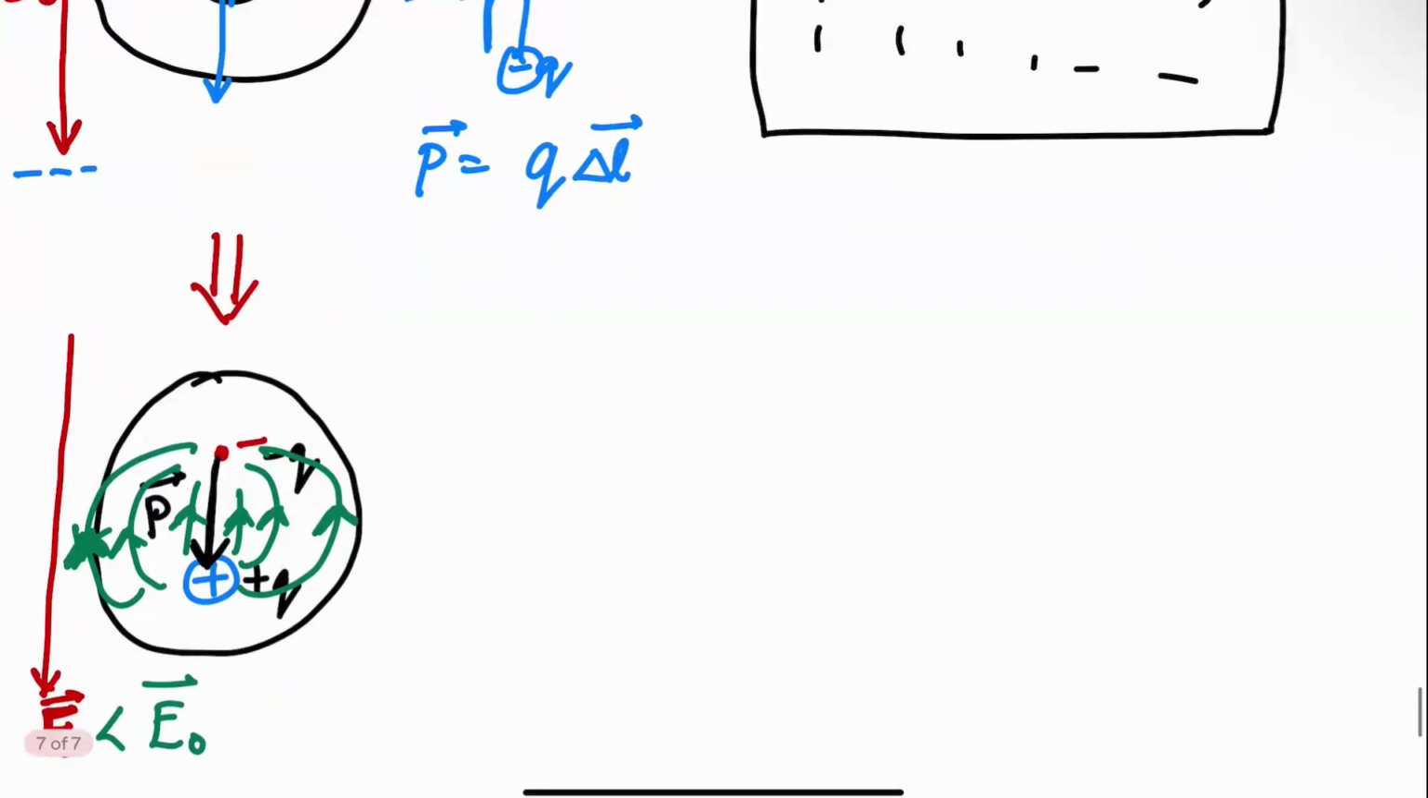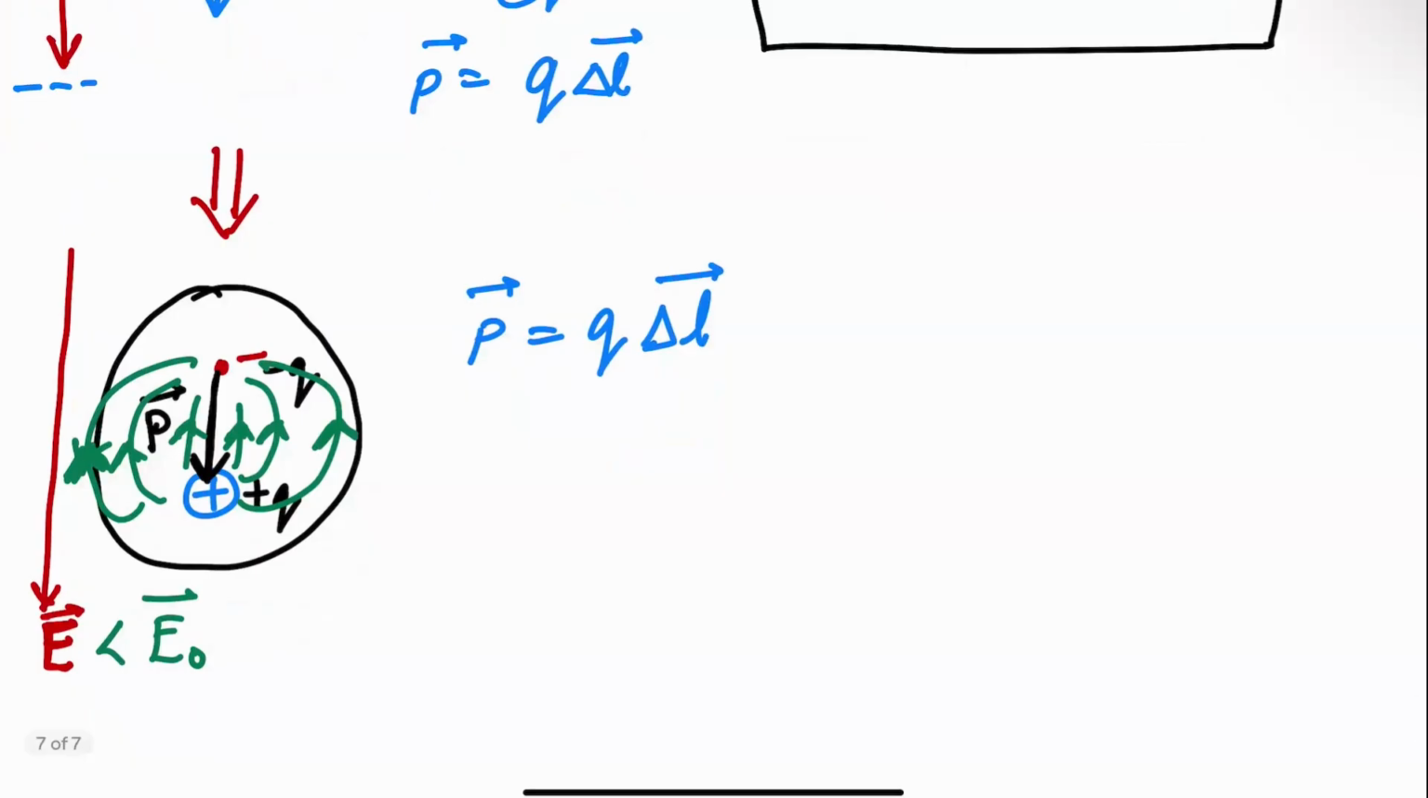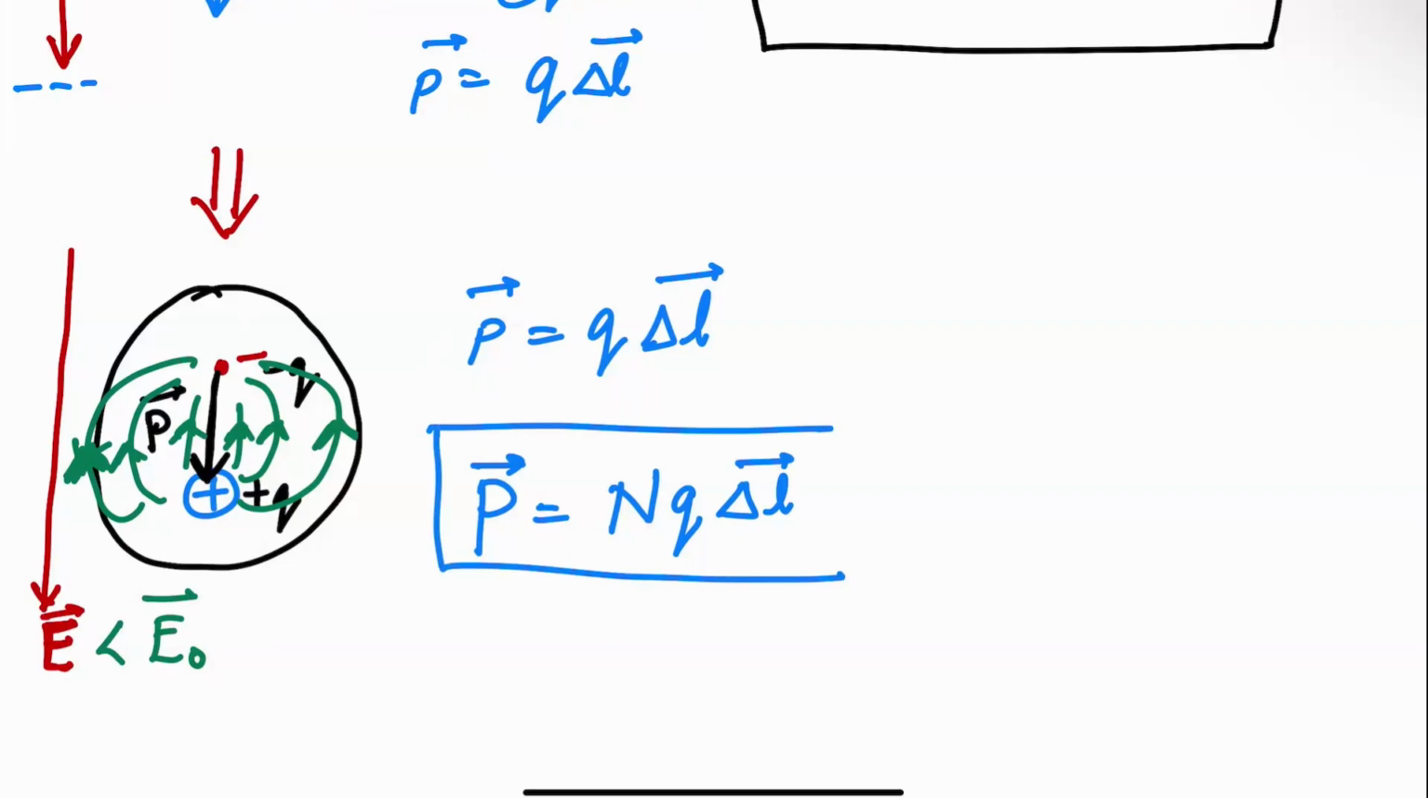Okay? So we said we have this dipole moment, p, which is Q delta L. It's a small p, not large P. Okay. And if I have n of these units, or n of these atoms per unit volume, then I get something called the large P, which is the polarization vector, n Q delta L. This is again a definition.